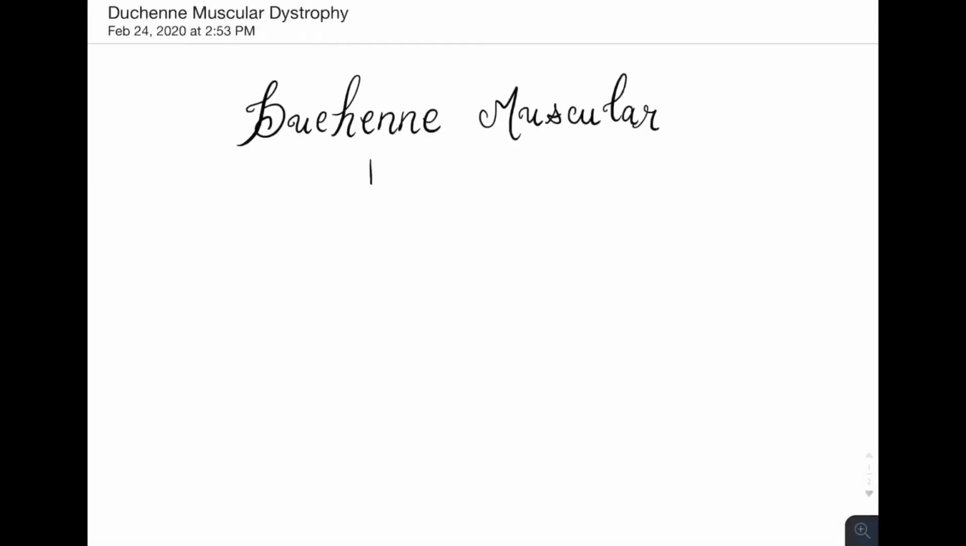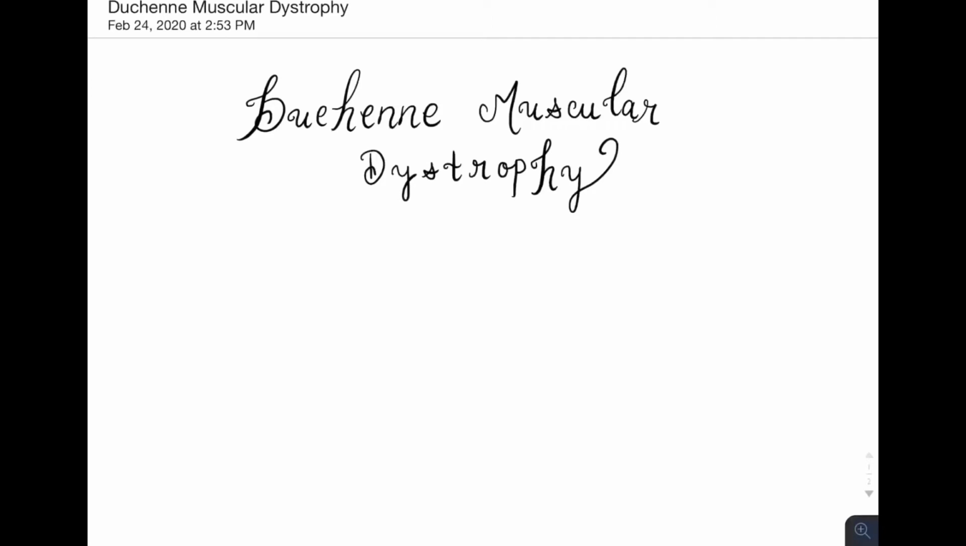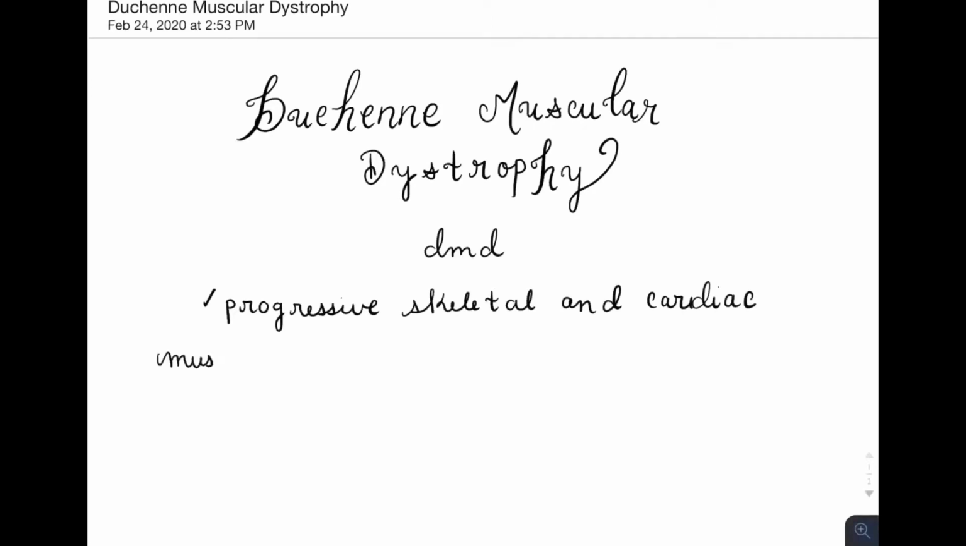Duchenne muscular dystrophy, DMD. It is a progressive skeletal and cardiac muscle wasting genetic neuromuscular disease. The dystrophin gene is located on the X chromosome, therefore making DMD an X-linked recessive disease affecting mostly males. The dystrophin gene is 79 exons long.